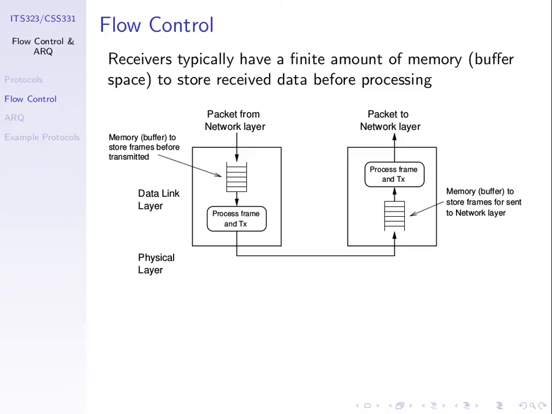How could B tell A to slow down? It needs to send a message to A, maybe an acknowledgement. And inside that acknowledgement, it has the meaning slow down. Not just the meaning thank you for the data, but the meaning slow down. Maybe don't send me more data. So we'll see how that works.